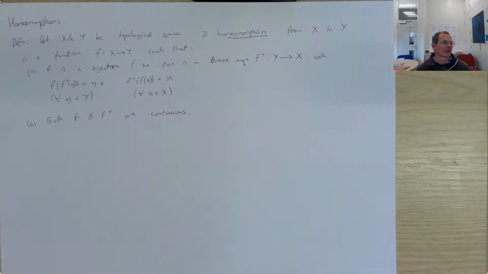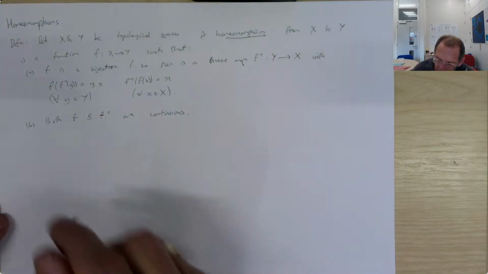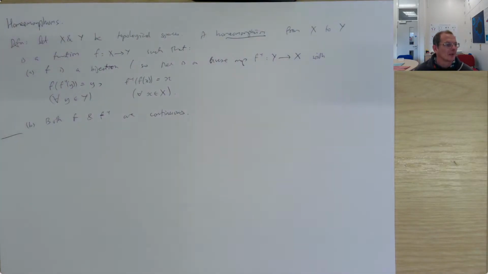Okay, so we'll see examples later. We definitely need both conditions here. Just because f is continuous, it doesn't imply that f inverse is continuous, and f inverse being continuous doesn't imply that f is continuous. We need to check both those things separately. Okay, so that's what we mean by a homeomorphism.